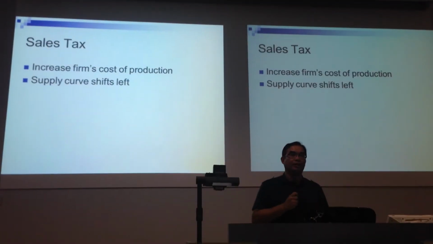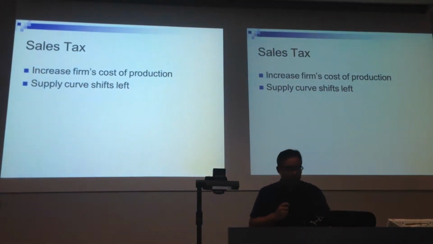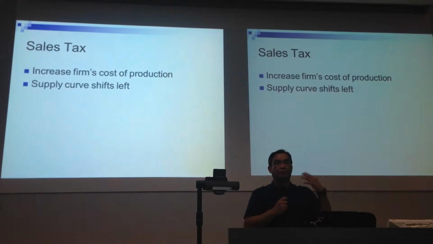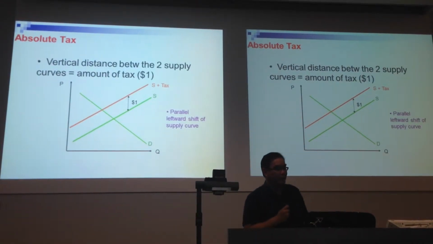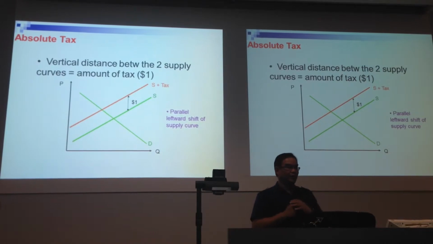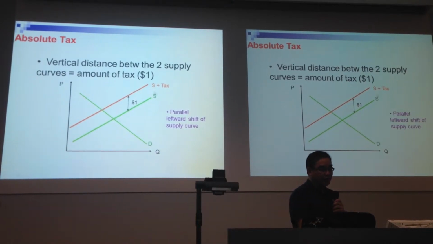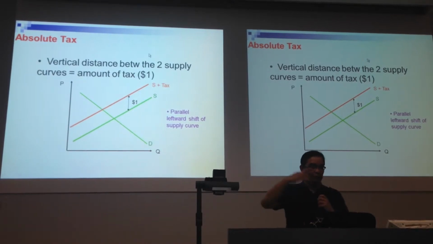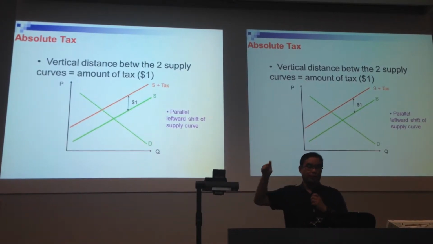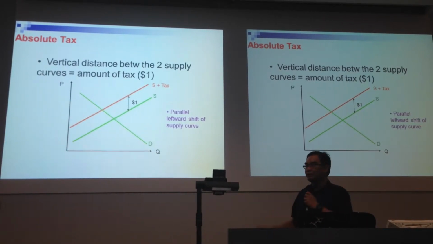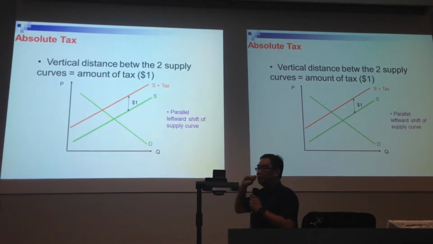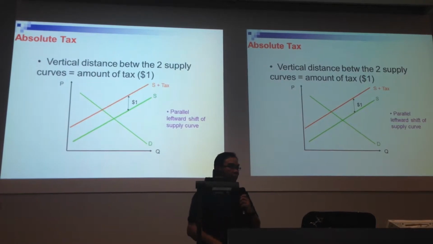It will depend on whether the tax is an absolute tax or a percentage tax. In the case of an absolute tax, the per unit tax is the vertical distance between S and S plus tax. So if the absolute tax is $1, the gap between S and S plus tax is equivalent to $1. So for an absolute tax, there will be a parallel leftward shift of the supply curve.